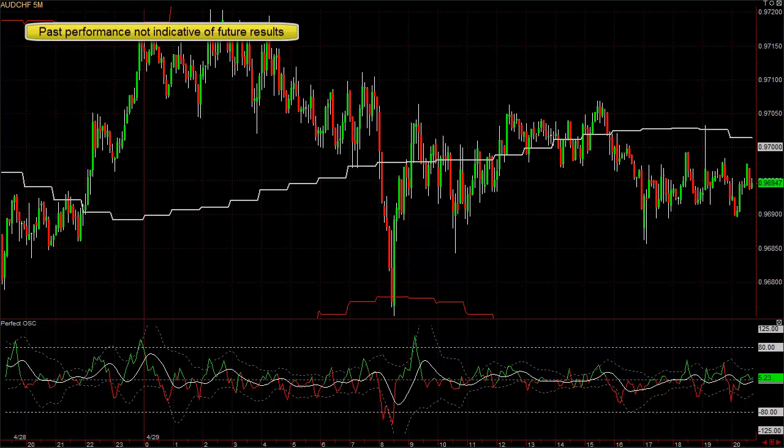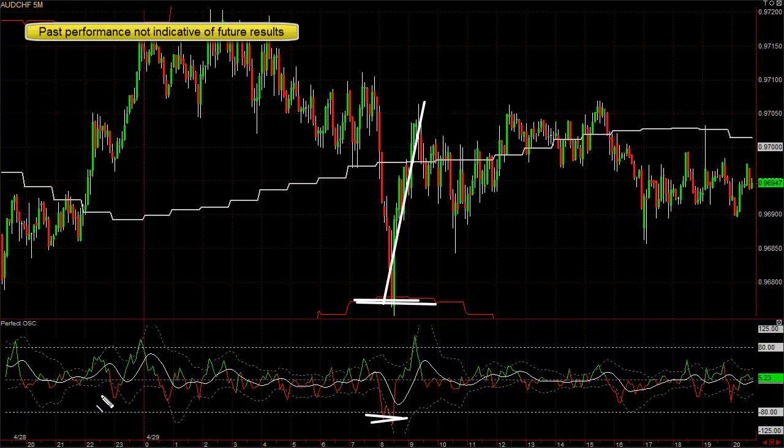You can see this one actually had a big sell-off. It's right at the lower band. The perfect oscillator shows an extreme. And you can see you got a very big bounce off of this, 25, 30 pips right off our lower band. And the perfect oscillator also happened to be at an extreme.